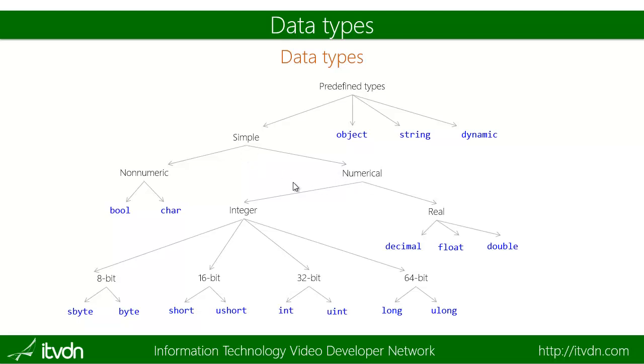Simple, numerical, and non-numeric. For the numeric, we have integer, real. Integer for whole numbers, which includes 8 bits, 16, 32, and 64, and sbyte, and so on. For real numbers, we have decimal, float, and double. Decimal has the highest precision, float has the lowest precision, and double is somewhere in the middle. For non-numeric, you remember bool and char. Bool for true and false scenarios, and char for character scenarios.